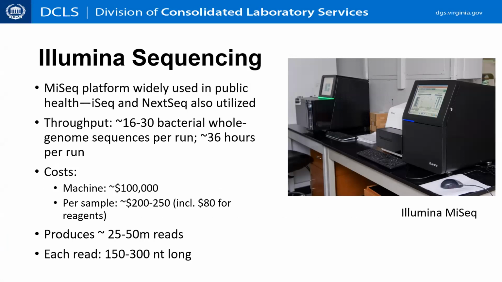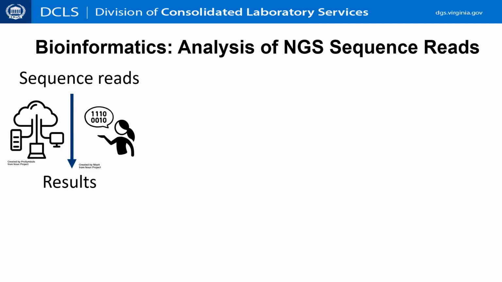Some laboratories may also have other iterations of Illumina sequencing technology, like the iSeq for smaller volumes, or the NextSeq for even larger volumes. But what we're seeing mostly in public health are laboratories with access to the MiSeq platform. And this allows laboratories to sequence 16 to 30 bacterial whole genome sequences per run at around $200 to $300 per sample. This generates millions of reads, tens of millions of read data, each of which are around 150 to 300 nucleotides in length.